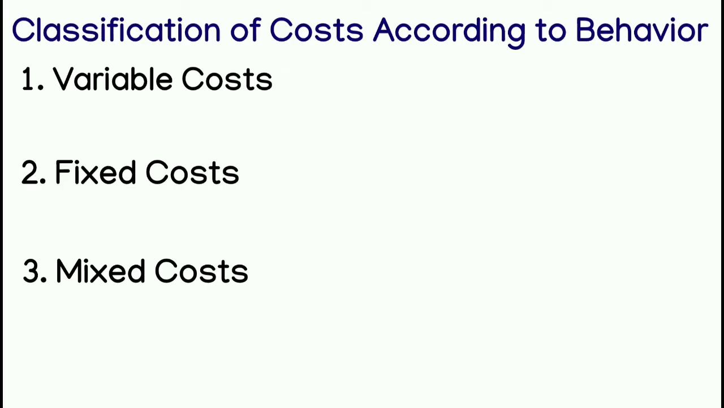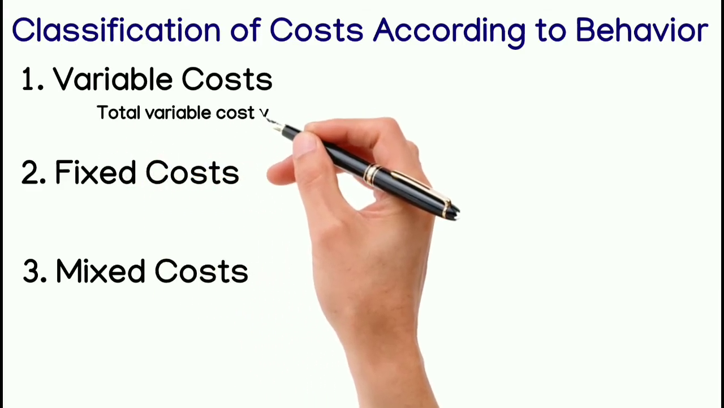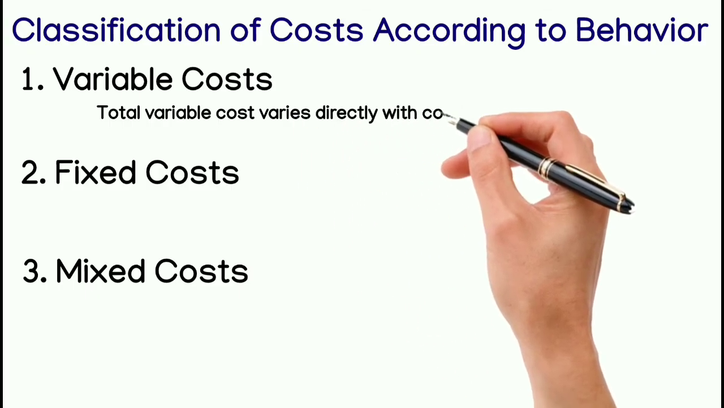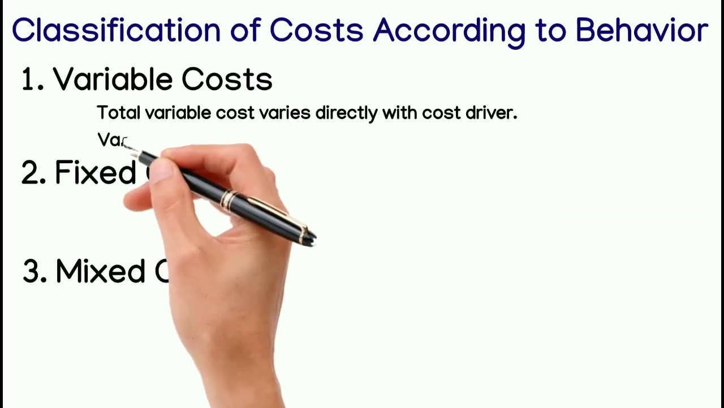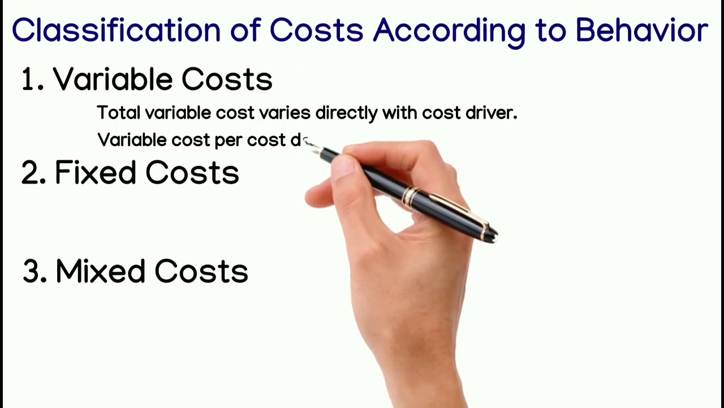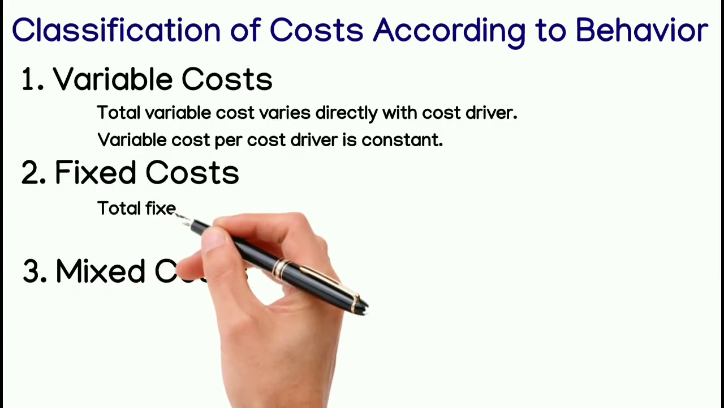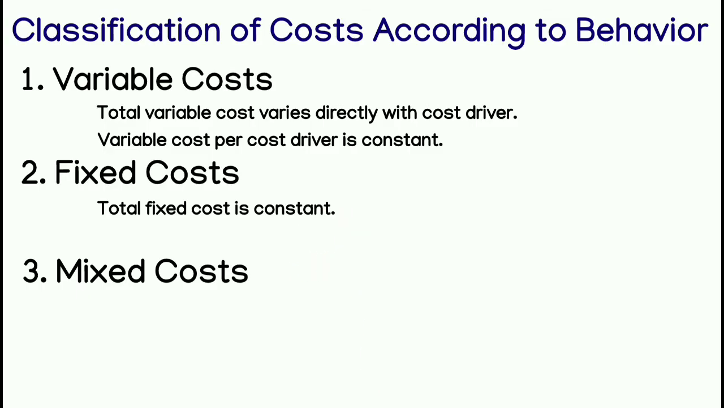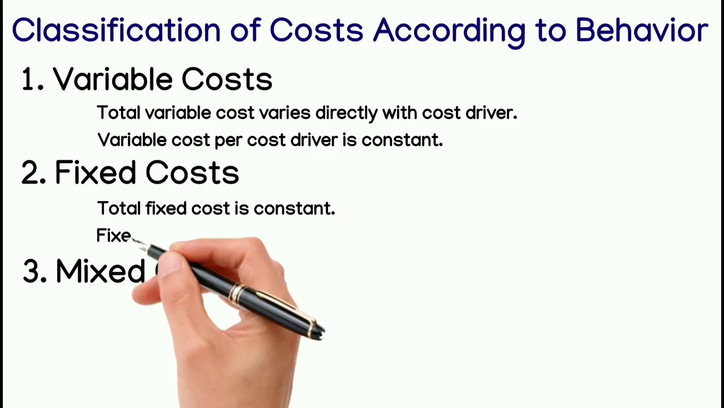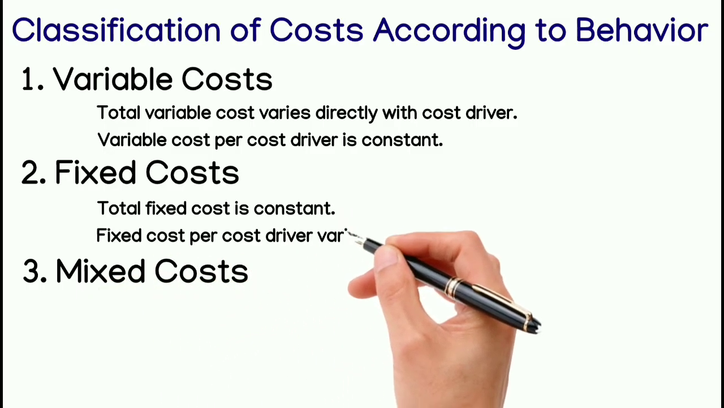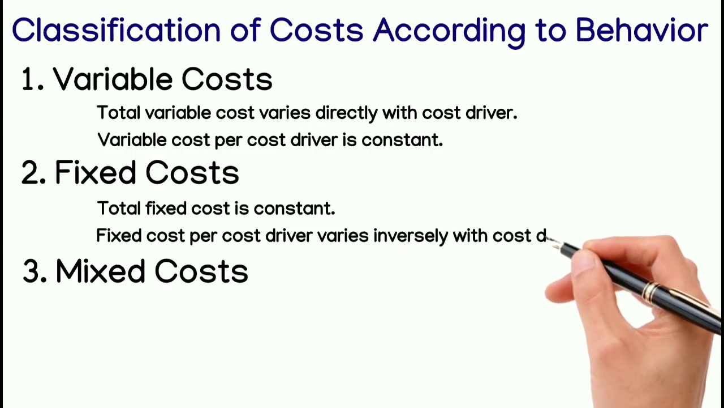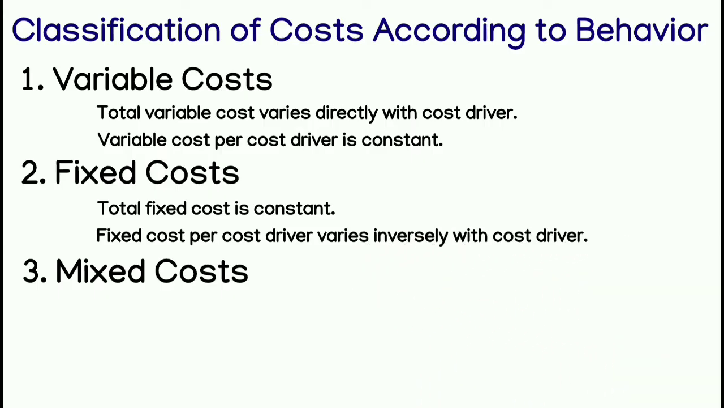Recall that variable cost per total, or the total variable cost, varies directly with the cost driver, and the variable cost per cost driver is constant. Also recall that fixed cost per total, or total fixed cost, is constant, and the fixed cost per cost driver varies inversely with the cost driver.